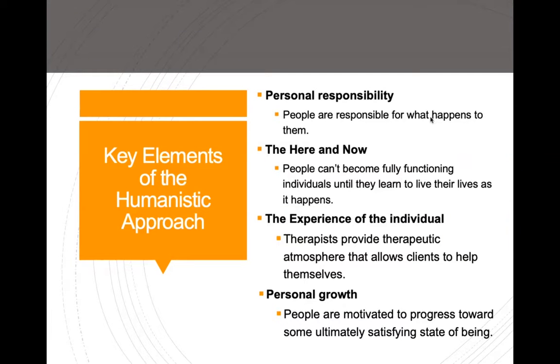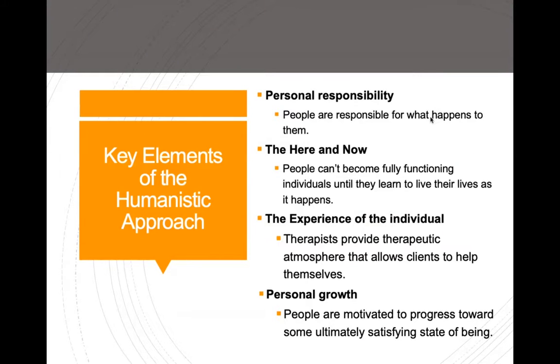I am responsible for what happens to me, and I am going to create the life that I want because I take responsibility for it. And so the first key tenet of the humanistic approach is personal responsibility. The second is the here and now. So living in the here and now. People can't become fully functioning individuals until they learn to live their lives as it happens. That's one of the second assumptions of this humanistic approach. So unless you are stuck in the past or living in the future, you're not completely experiencing your humanness. And so it's all about living in the here and now.